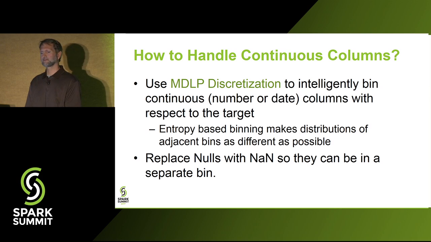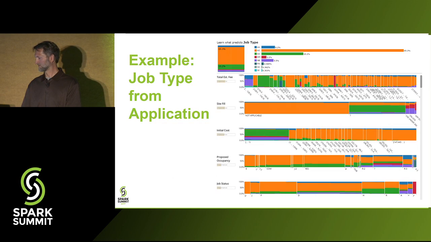And what it does is it tries to find cut points. When it does the binning, it tries to find these cut points such that the differences in the distribution with respect to the target between adjacent bins are as large as possible. Furthermore, we're also going to replace nulls with NaN so that they'll be captured in a separate bin, and we won't lose whatever predictive value there is from them.